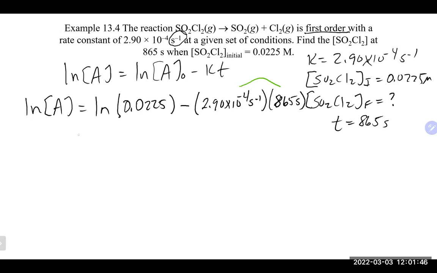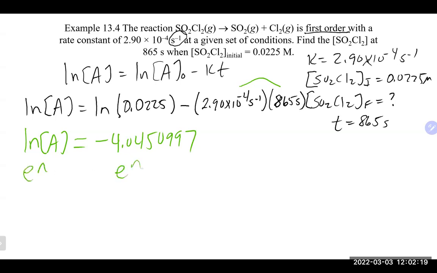That means we could pretty much clean up what's on the right-hand side there. So you can do the natural log of 0.0225. We're going to subtract 2.9, make sure you use your exponent button, -4 times 865. That's going to give us the natural log of A is going to equal minus 4.0450997. To get rid of the natural log on the left-hand side, we've got to take e to that power of both sides, basically.